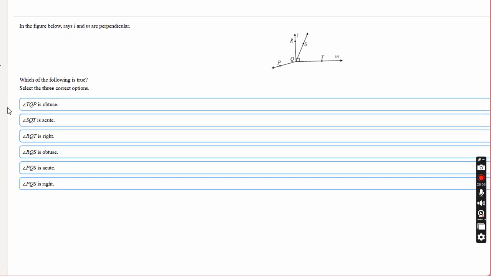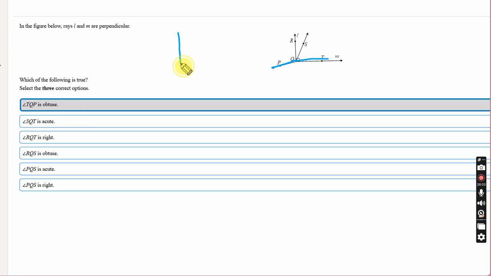Okay, now which of the following is true? Select the three correct options. This should be very easy for you, as you can look at it and do the question. First, TQP is obtuse. Let's check that. It is obtuse, because the sides are very far away from each other. Remember, this is a right angle, and anything bigger than that is your obtuse. Anything that causes the sides to get closer together is acute.